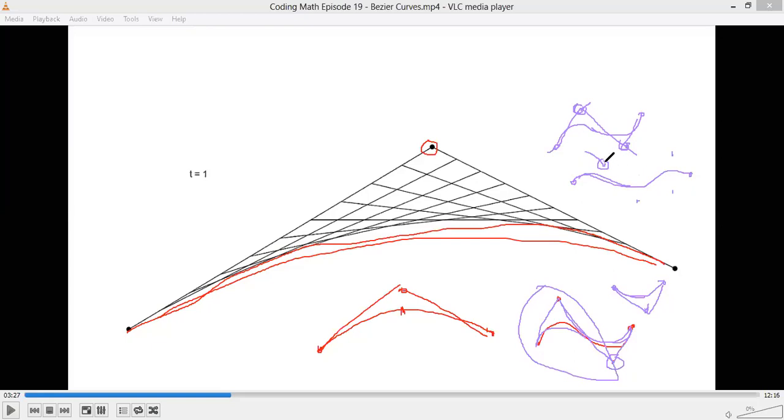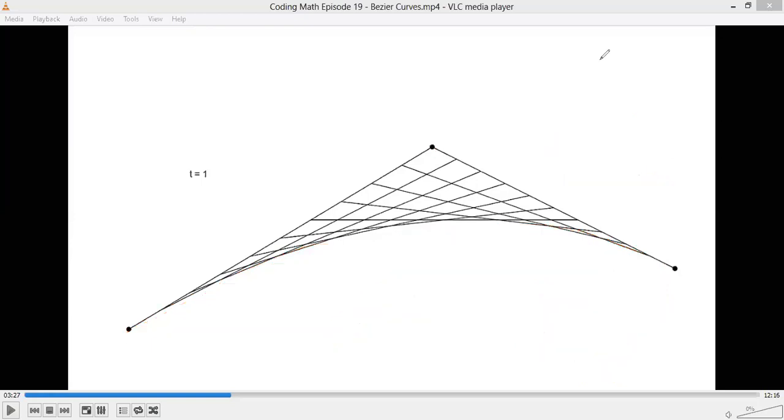Just by moving the intermediate points, we can change the shape of the curve, which is a very, very important feature. So we'll just see this video now.